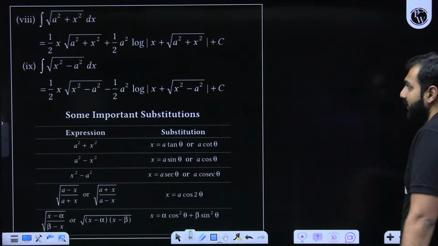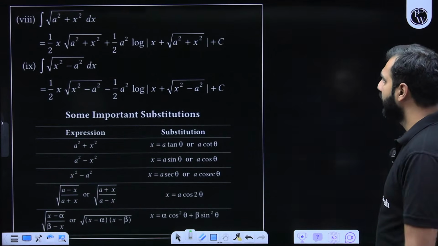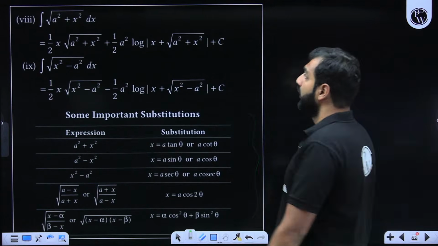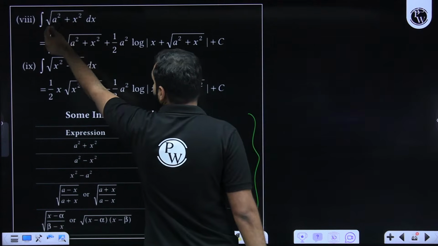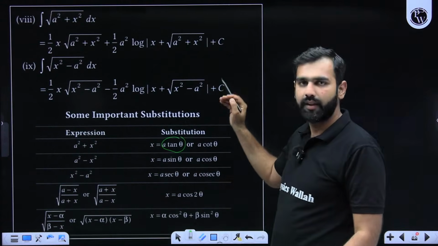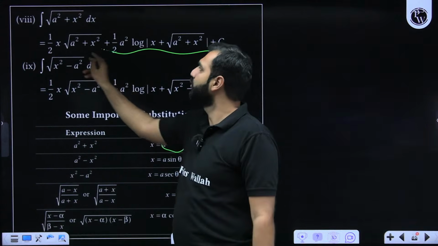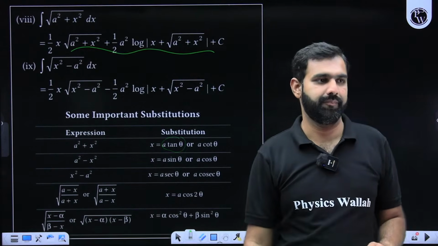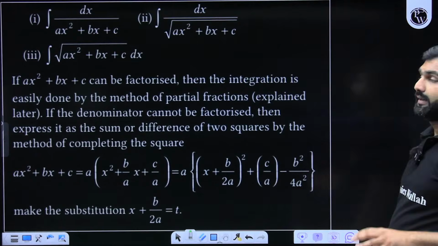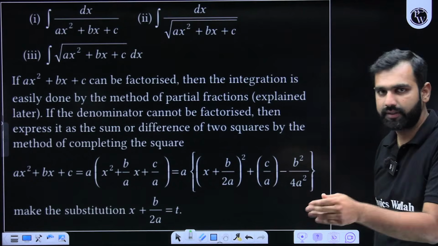Moving towards the next part, these are some more, and these are those substitutions which I was mentioning. Let's say in this formula a square plus x square, if you replace x by a tan theta and do it, you will very easily get this result. That's what I'm saying. Can we move towards the next part? The next part is some special category of integrals and how should you deal with them.